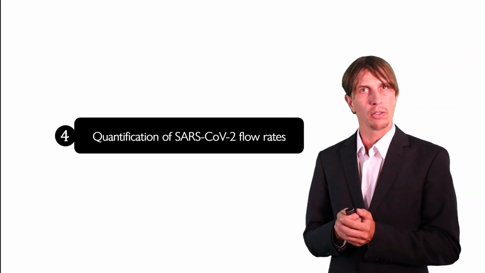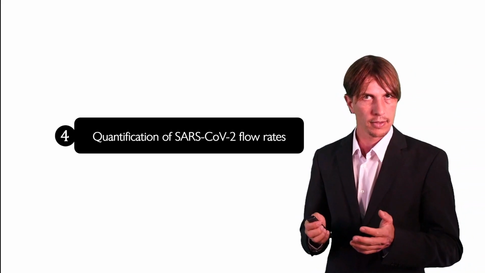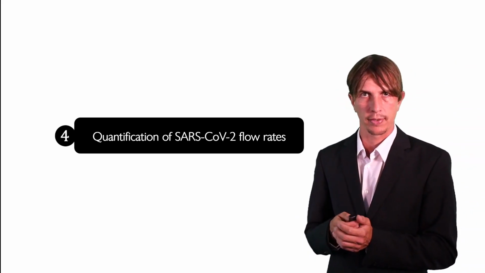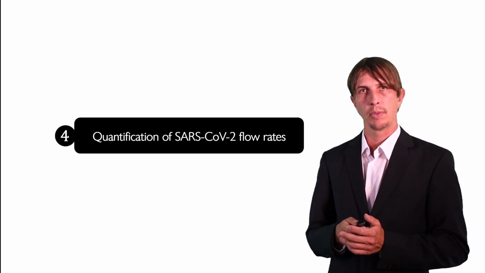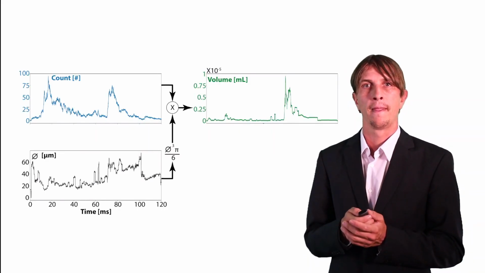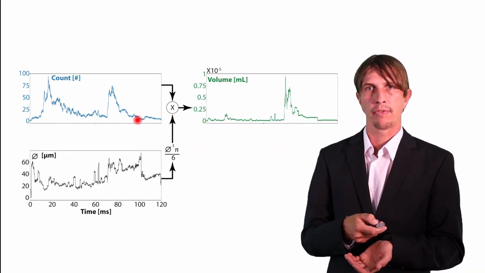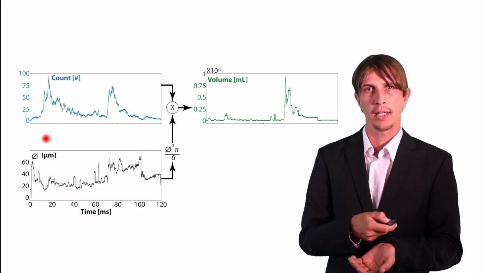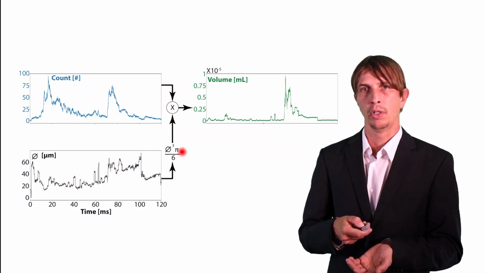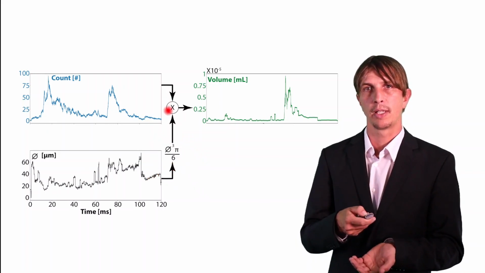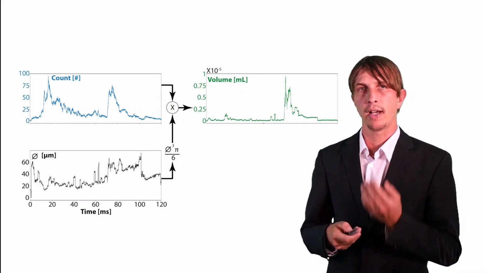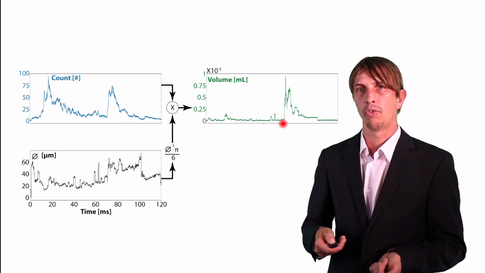If the number of particles is known, as well as their size, and this is recorded at high speed, for example, 15,000 frames per second, then it's possible to do a quantification of SARS-CoV-2 flow rates. Here's an example. We have the count of particles here and their size. Using their size, we can find out the volume of each of those particles that we multiply by their number. And we find out the final volume of saliva being ejected over time.